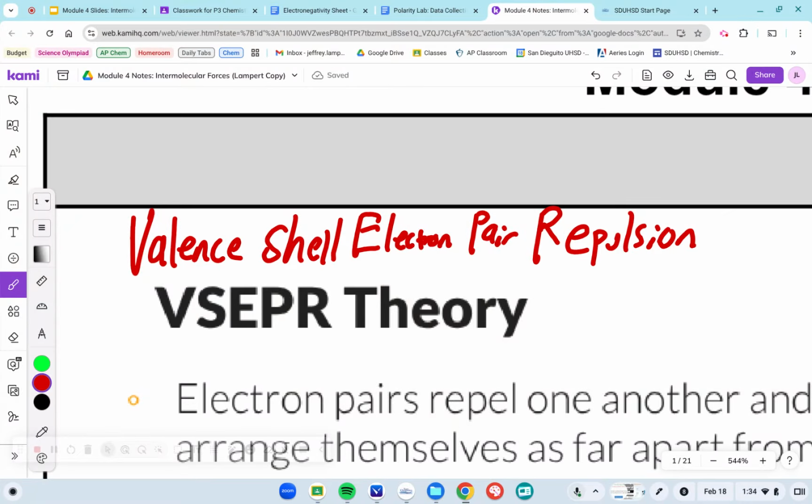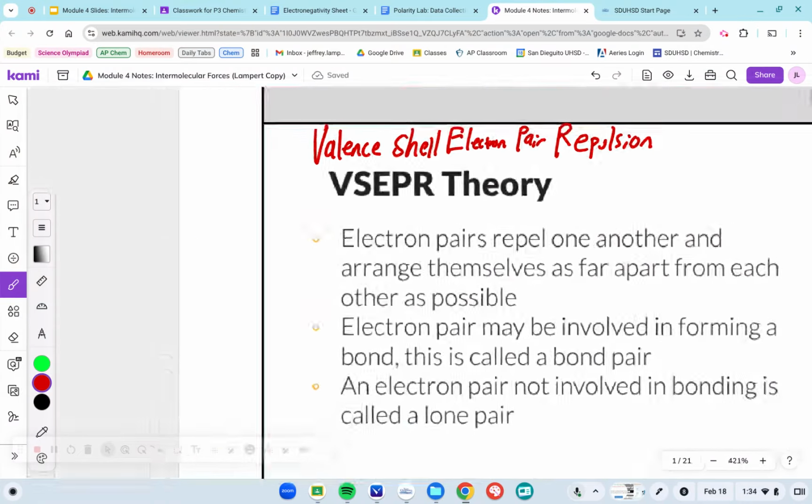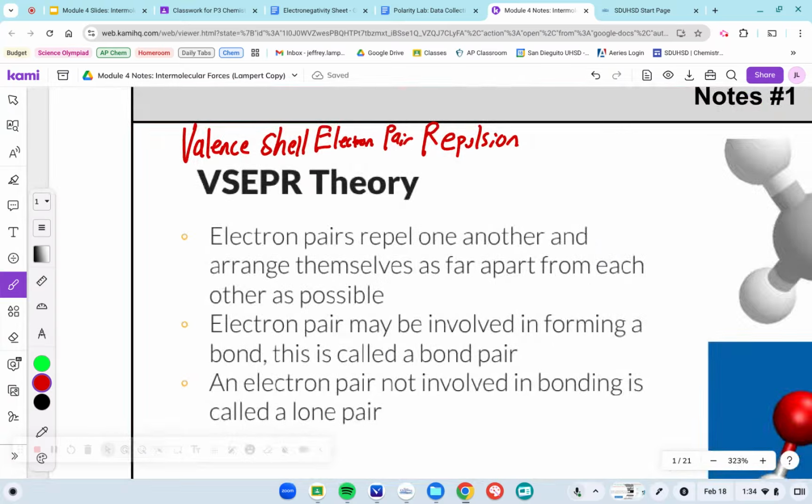Now, if we actually read through the bullet points here, electron pairs repel one another and arrange themselves as far apart from each other as they can get. You can have electron pairs either as bonded pairs, so two electrons between two atoms, or you can have electrons that are not bonded. That we call a lone pair. So we have two vocab words buried in the slide as well, right? We have a lone pair and a bond pair. Questions so far?